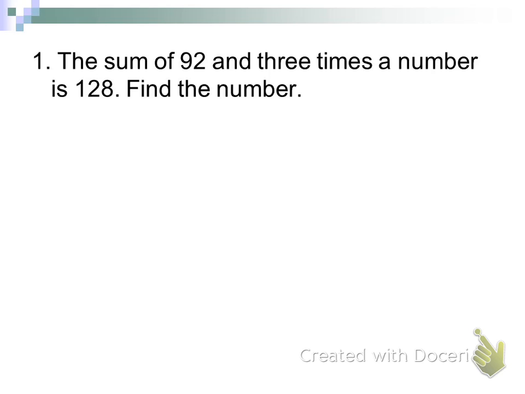Number 1. Everyone know where they're at in their notes? All right. The sum of 92 and 3 times a number is 128. Find the number. So this is a lot like our second half of the problems yesterday.